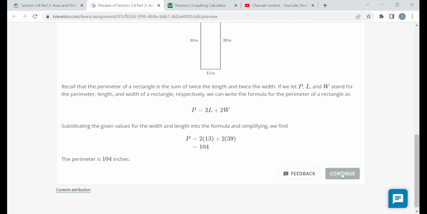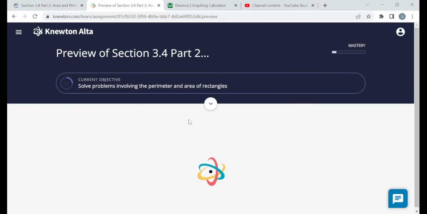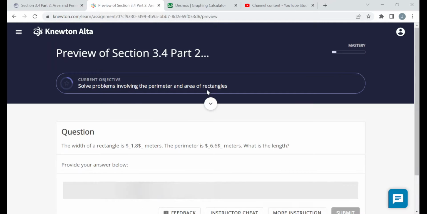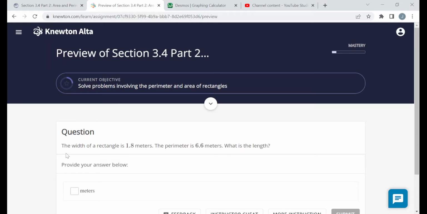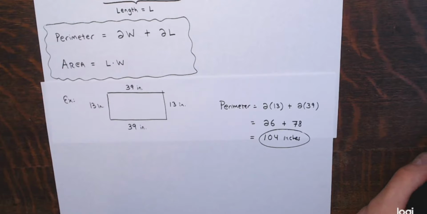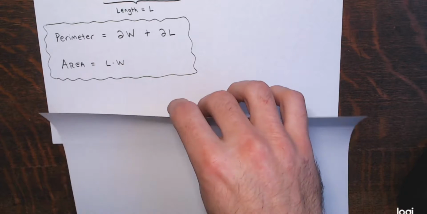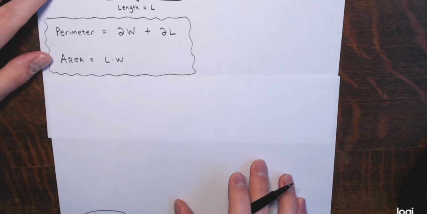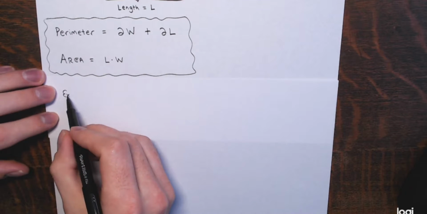Alright, so the next question, sticking with the same objective. So we're given the width of a rectangle is 1.8 meters, and we're told the perimeter, the sum of all the sides, is 6.6 meters. We're asked for the length, which I'll call L again. All right, so once again, I'll just flip the page over, and I'll draw another picture. All right, why not?